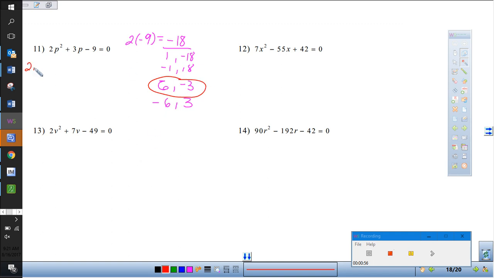So I'm going to break up my middle term. I'm going to split 3p apart to become 6p minus 3p. I'm going to now group my first 2 items. I'm going to group my last 2 items. The first 2 have a 2 in common and a p, the letter p. So I'm going to factor out 2p. If I take 2p away from here, I'm left with p. If I take 2p out of here, I'm left with just 3.